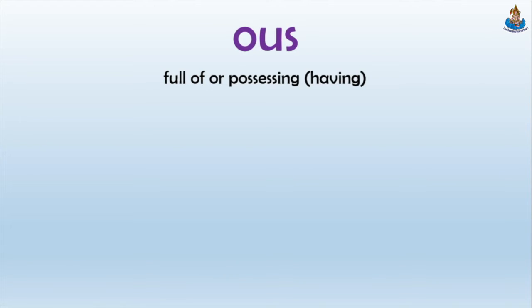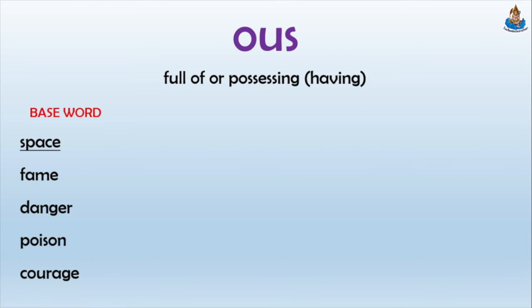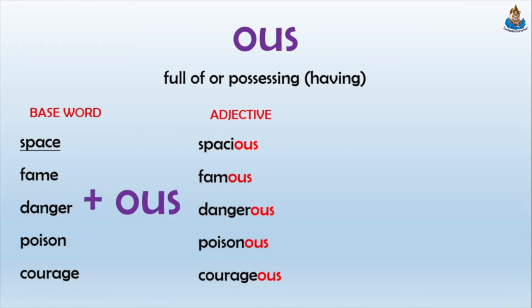Up next is the suffix us or ous. Now, the suffix ous means full of or possessing. Now, when we say possess, it means having. Okay? So, we have here nouns where we can add the suffix ous, just like in the word space. So, space is a noun, and when we add the suffix ous, it becomes spacious. So the letter E, we have to change it to I. So sometimes there are spelling rules, so we have to know those too. So the word space plus ous becomes spacious.